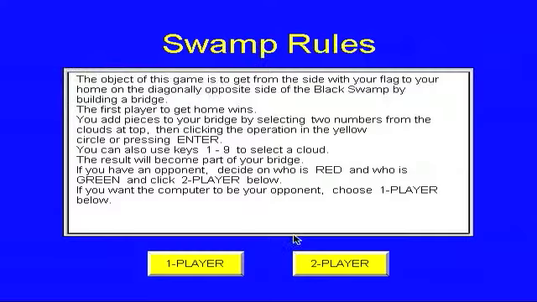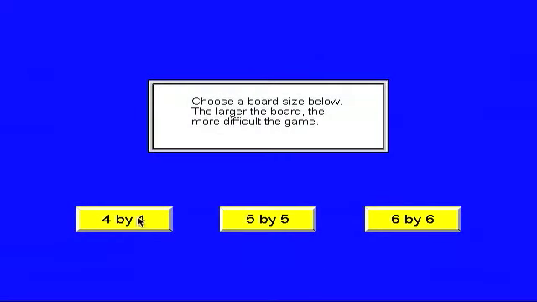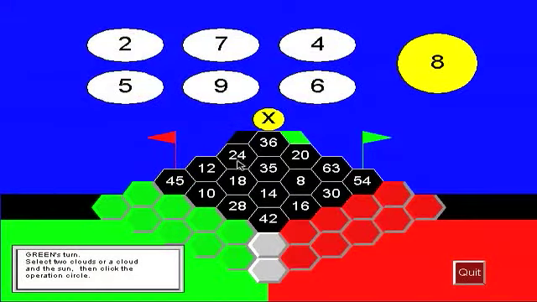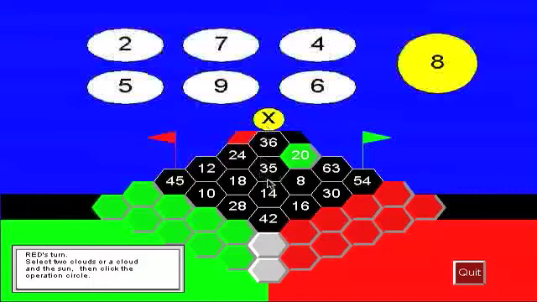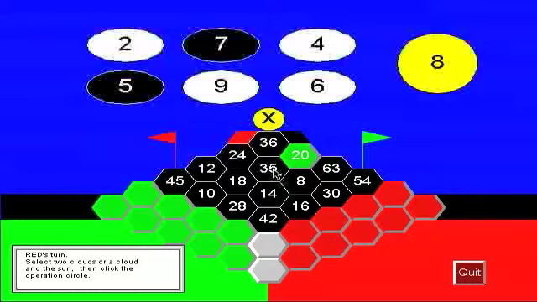For example, multiplication. There are 3 board sizes. Red is trying to build a bridge in this direction. Green is trying to build a bridge in this direction. And the first player to complete a bridge and block the other player wins. There are no wrong answers, but knowing the operations gives you a better chance of picking the block that you want. For example, green goes first. If green wanted 20, that would be 4 times 5. And if red wanted to block with 35, that would be 5 times 7.